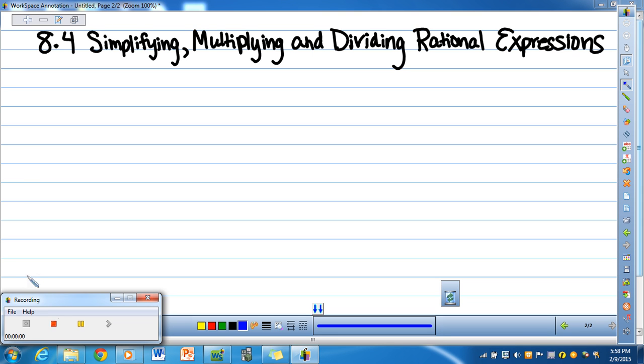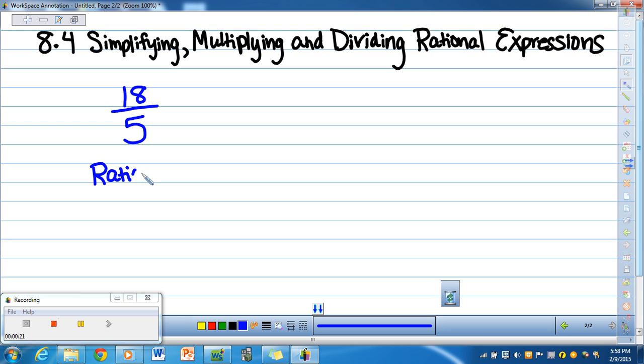Today we are going to simplify, multiply, and divide rational expressions. First off, what is a rational expression? We know that a rational number is anything that can be written as a fraction. For example, 18/5 is a rational number. A rational expression is when we add a variable or two into our fraction form.